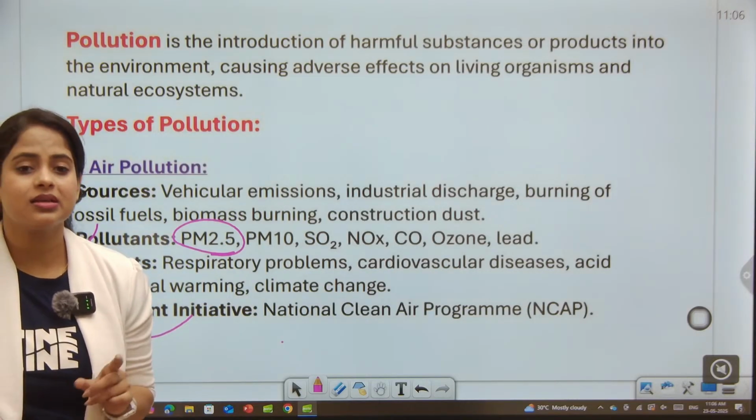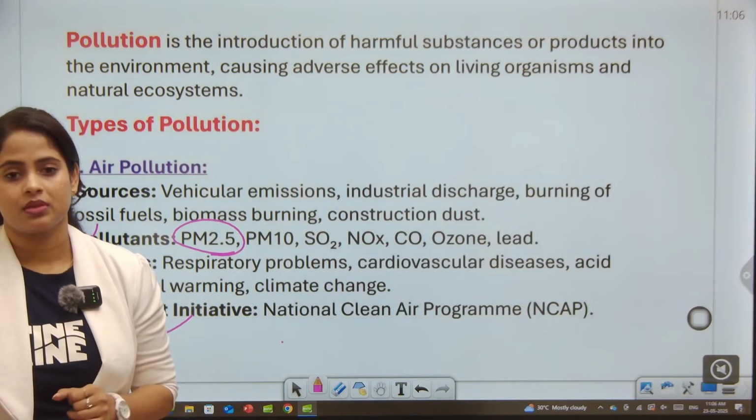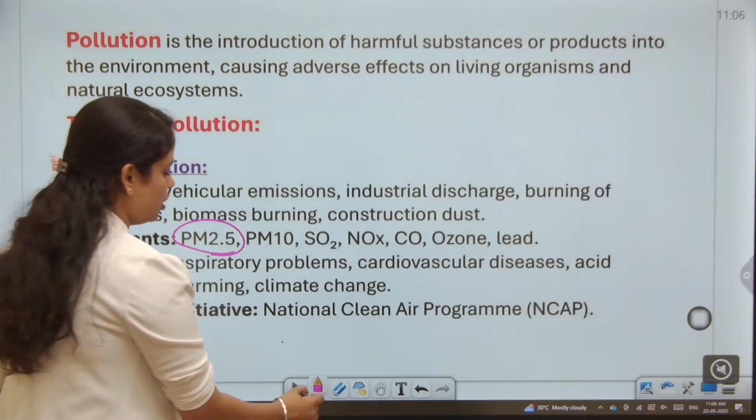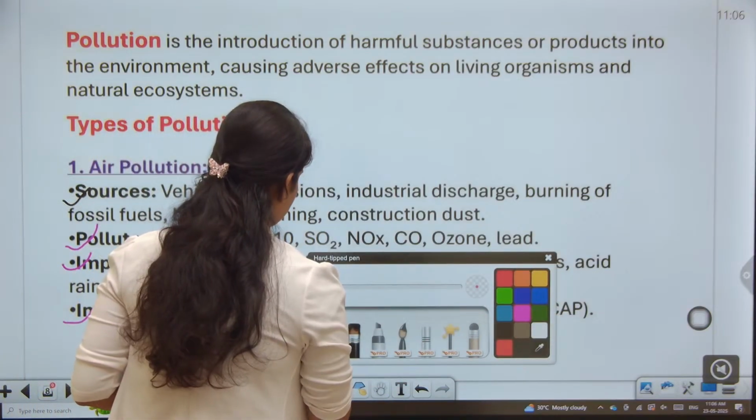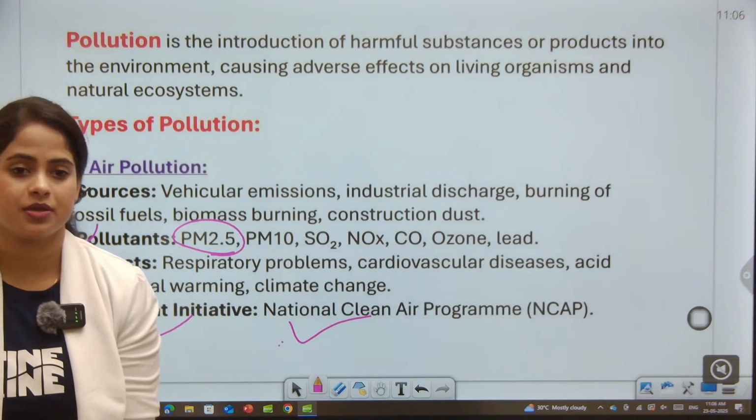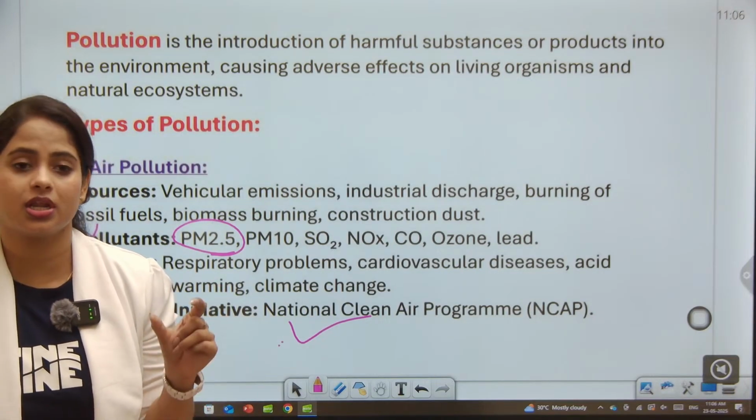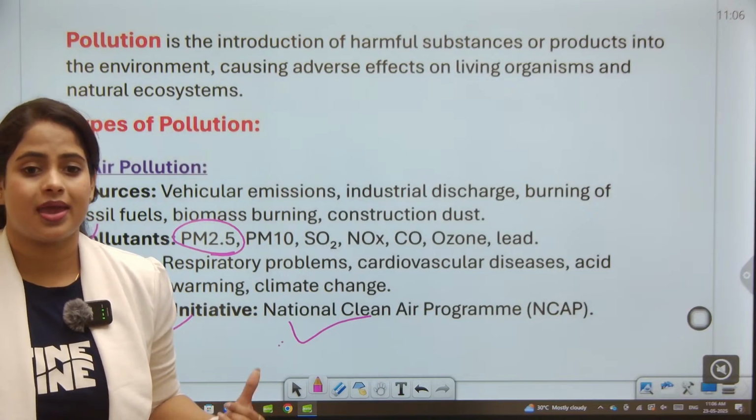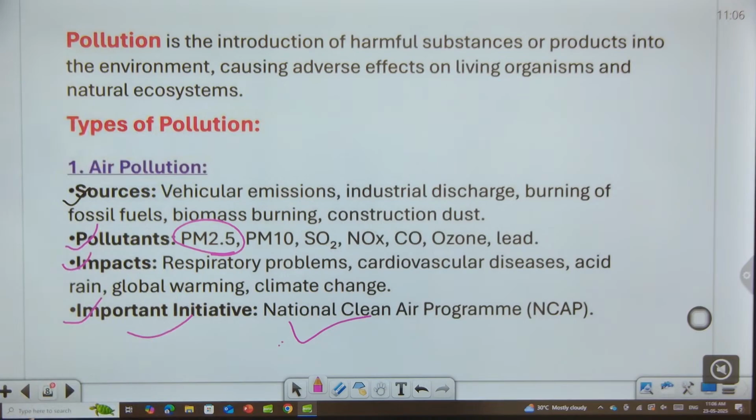Next, see the important initiatives, that is the government initiatives towards pollution control. That is the National Clean Air Program, NCAP. That is very, very important, guys. Please focus on the class. The National Clean Air Program, NCAP, is the first initiative towards pollution control from our India. Keep it in your mind.